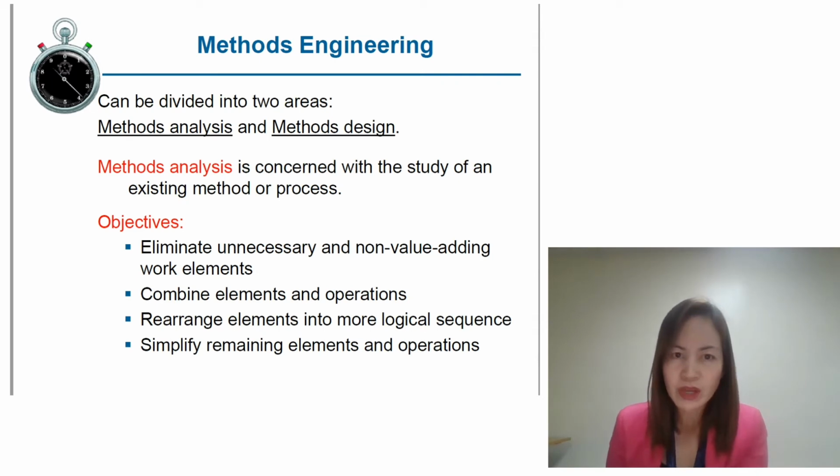Methods engineering can be divided into two areas: methods analysis and methods design. Methods analysis is concerned with the study of an existing method or process, and here are the objectives: eliminate unnecessary and non-value adding work elements, combine elements and operations, rearrange elements into a more logical sequence, and simplify remaining elements and operations.